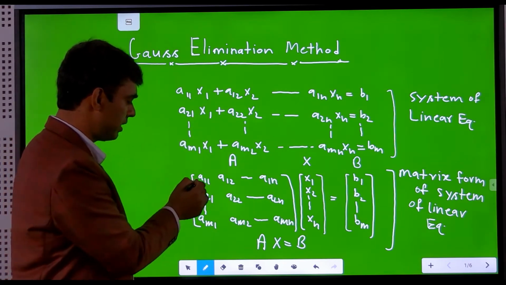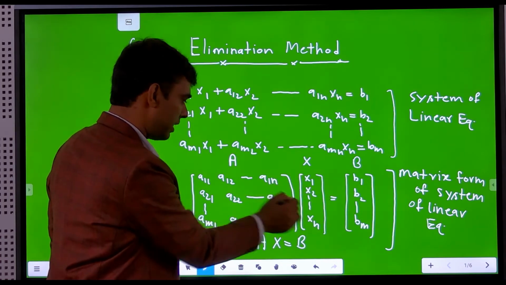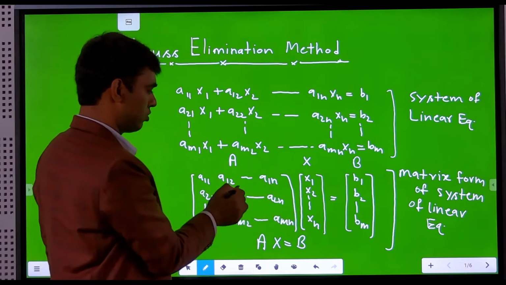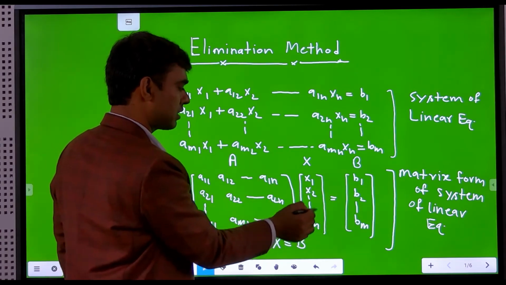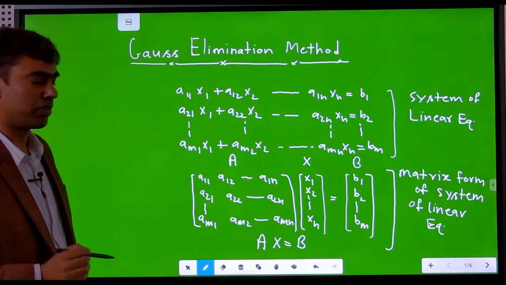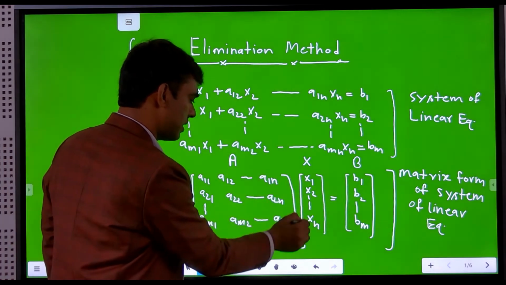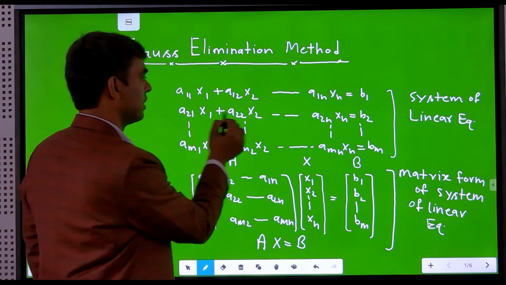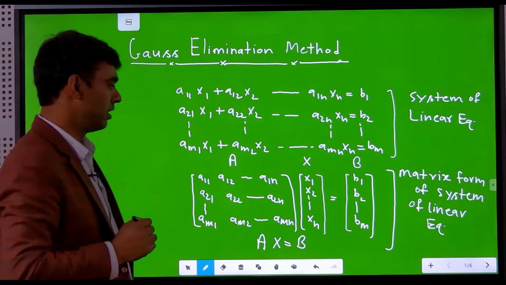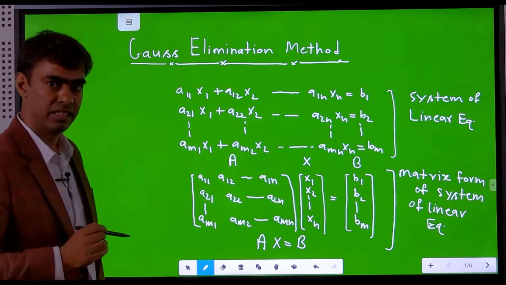If we multiply the first row by the column of x, then a11 x1 plus a12 x2 up to a1n xn equal b1, and we find the first equation of the system. If we multiply the second row by this column, then we find the second equation of the system. Now, how do we solve this? By the Gauss elimination method.